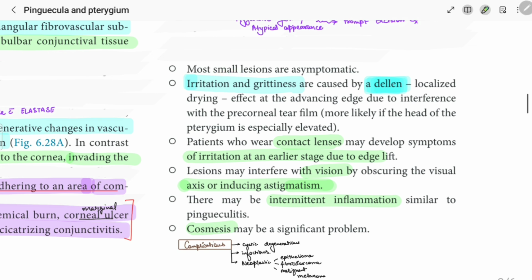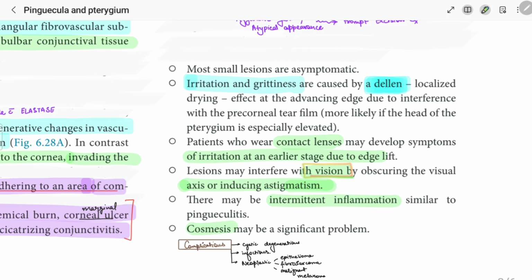Mostly the lesions are very small and asymptomatic. The problems a pterygium can cause are irritation and grittiness that can occur due to a dellen. So what is a dellen? Basically, the advancing edge of the pterygium can interfere with the precorneal tear film, and that will cause a drying effect. We call this a dellen, and it will cause irritation and grittiness. The other point is that in patients who wear contact lenses, the edge of the contact lens will lift in case of pterygium, and that will cause irritation.